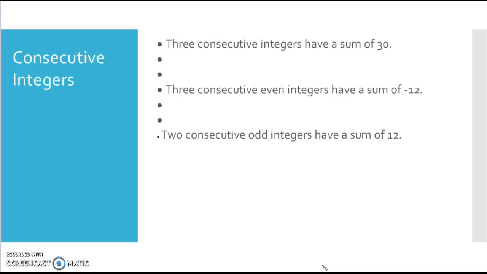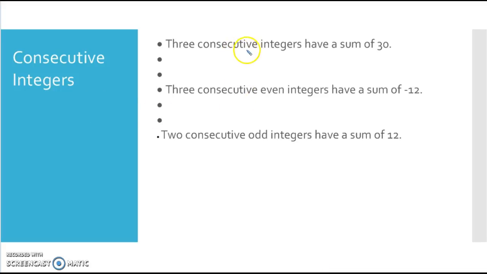We're also going to look at consecutive integers. These are very common problems. First, we've got to remember what an integer is. An integer is anything that is not a fraction. So any like positive 2, negative 2, 0. Anything that's not a fraction. No fractions, no decimals, nothing like that. It's just your numbers from negative infinity to positive infinity that aren't fractions.